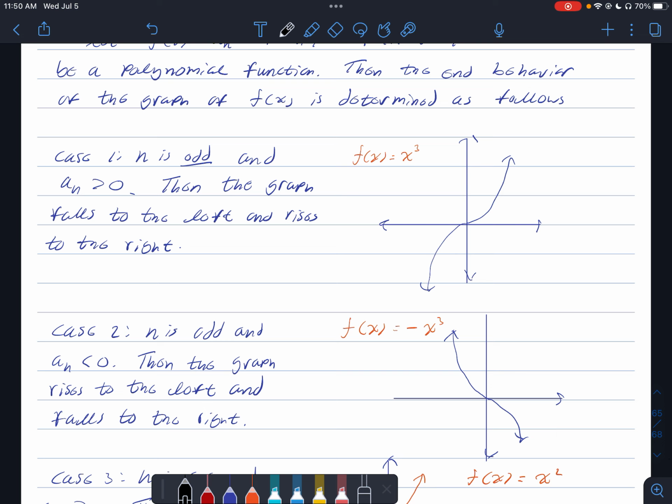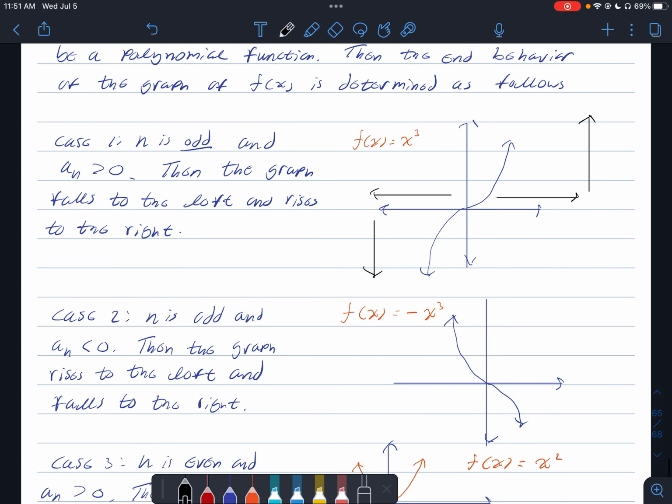So in this first case, we have n being odd. So we have a polynomial of degree n, where n is an odd number, and our leading term is greater than 0, so it's a positive number. Then the graph of this function, we say it falls to the left and it rises to the right. What this means is as we go off to negative infinity, the graph of the function is also going to go to negative infinity. And as we go to positive infinity, the graph of the function is also going to go to positive infinity.